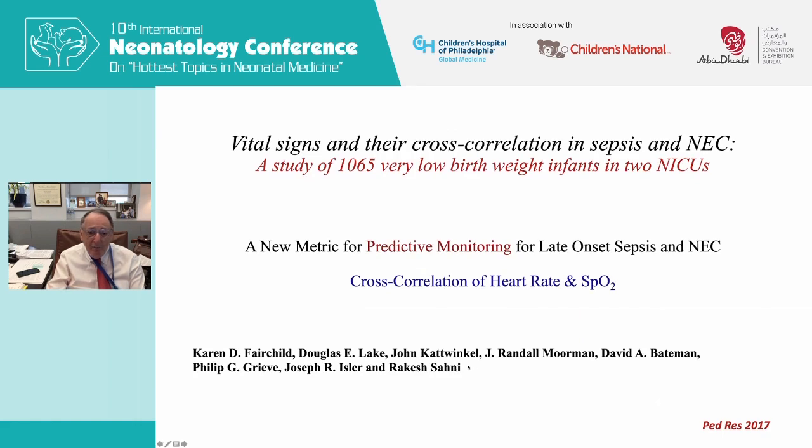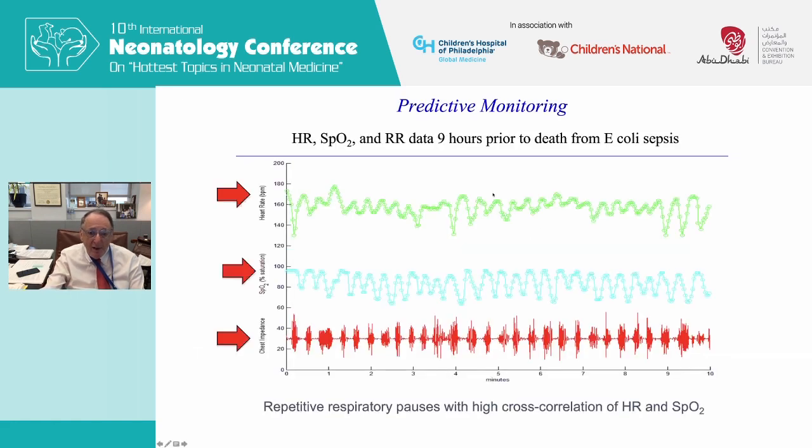And recently we've worked on a new way of looking at early detection. That's the cross correlation of heart rate and saturation. We've done that in collaboration with our group and workers at the University of Virginia. And we've looked at heart rate, saturation, and respiratory rate. And remember I said that in a healthy individual, there's no correlation between those physiologic parameters. This is a baby who is 9 hours prior to E. coli sepsis, or dying from E. coli sepsis. And you see the marked correlation in the heart rate, saturation, and breathing pattern.